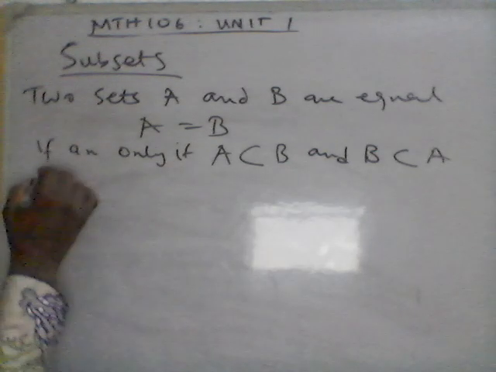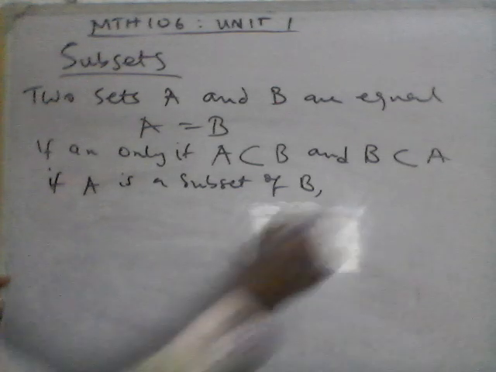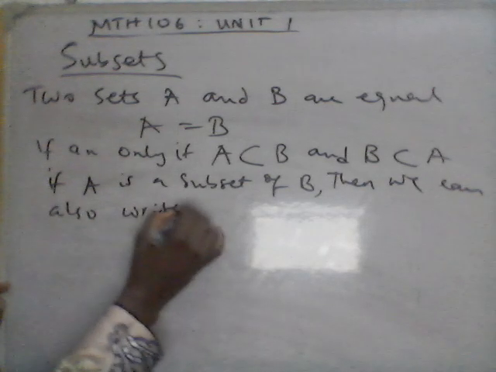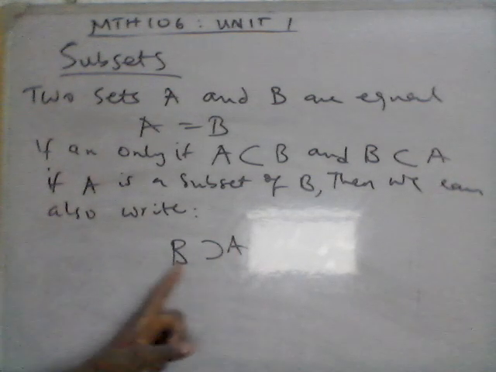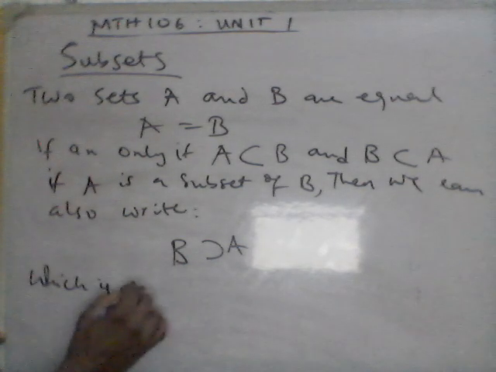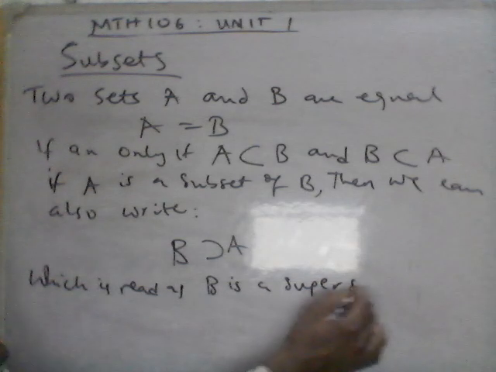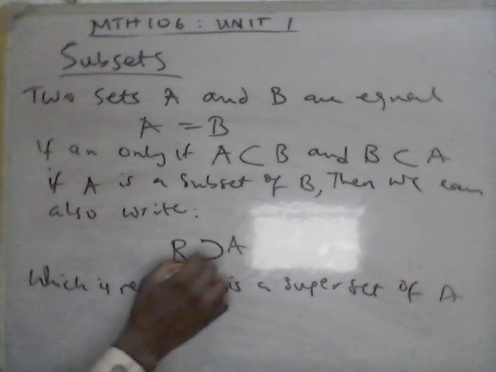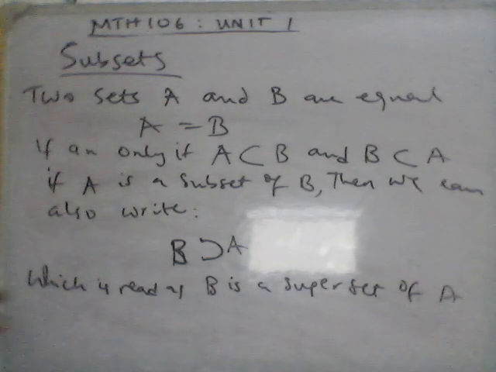So if A is a subset of B, then we can also write that B contains A. This is a subset of B, but B contains A is read as B is a superset of A. So if the curve is going this way, such that this one now is carrying the open end of the curve, that is a superset.